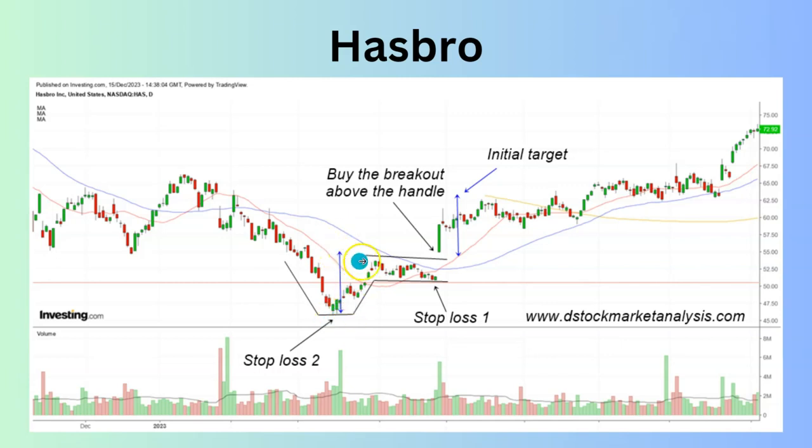So take the height of this cup with handle, this cup, and project it upwards to get the initial target, which it met. So it was quite a long time before it went up here, but you know, when the cup and handle forms and we have a bullish cross here, this is a very powerful signal that the stock wants to go higher. So if you have placed a trade, you bought here, put the stop loss here, okay, you see such a big reward to risk trade, Hasbro.